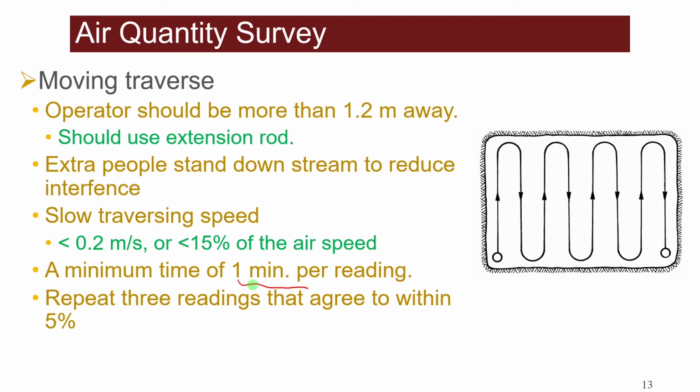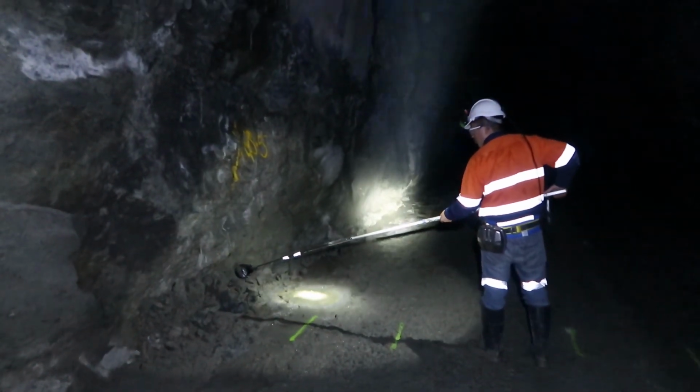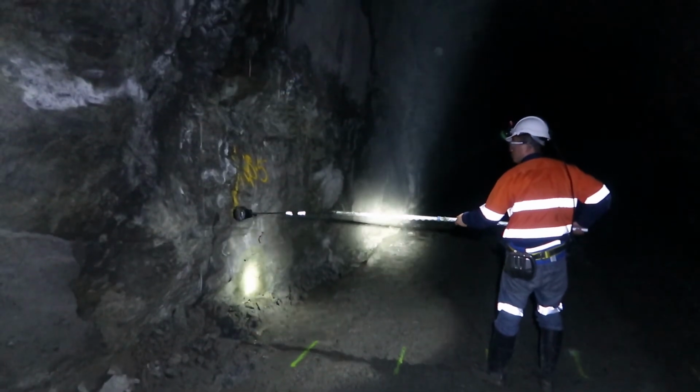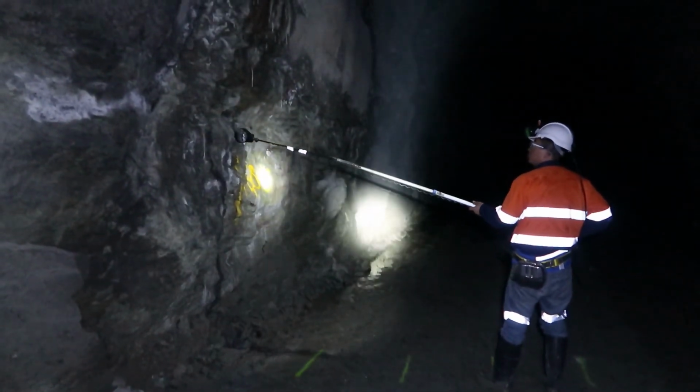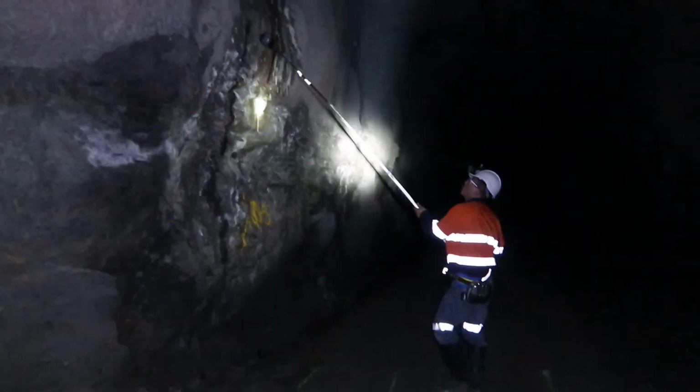It doesn't need to be exactly 1 minute. It can be 2 minutes, it can be 5 minutes, depending on the size of the airway, but it cannot be less than 1 minute. And we will need to repeat the same measurement 3 times until we get the error that is less than 5%. Lastly, I want to show you another video in which I'm performing a moving traverse air quantity survey in a large airway using an electronic anemometer.